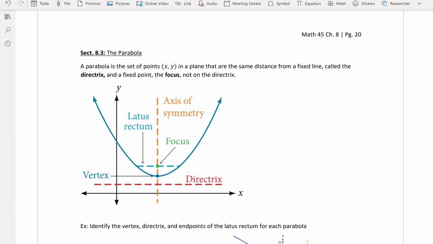We are going to wrap up chapter 8. The last section is section 8.3. It's all about the parabola. I know that we've already kind of talked about the parabola before.